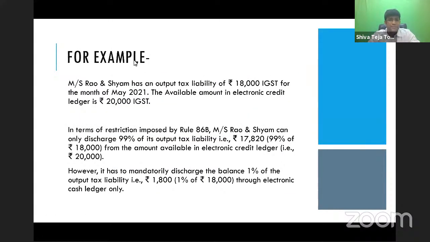See one example here. Rao and Sham has output tax liability of 18,000 IGST for the month of May. Available amount in credit ledger is 20,000. Can I use full credit? Answer is yes. But the problem is, in terms of restriction imposed by 86B, Rao and Sham can only discharge 99% of output tax liability from amount available in credit ledger. However, it has to mandatorily discharge the balance 1% of output tax liability, 1800, through cash ledger only.